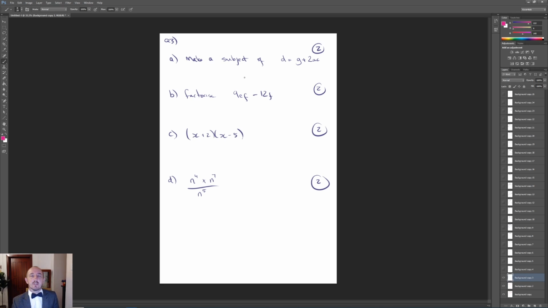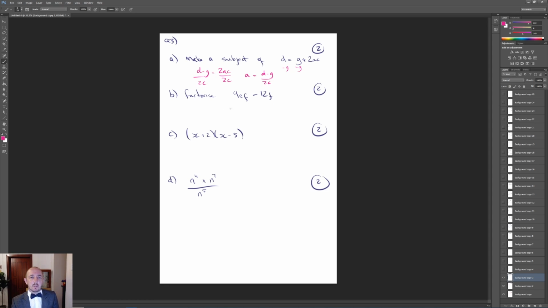Question 3, we are rearranging D equals G plus 2AC to make A the subject. So we can subtract G from both sides, and we would get D minus G equals 2AC. And to make A the subject, we're going to divide both sides by 2C to give us A equals D minus G over 2C. That's for 2 marks.